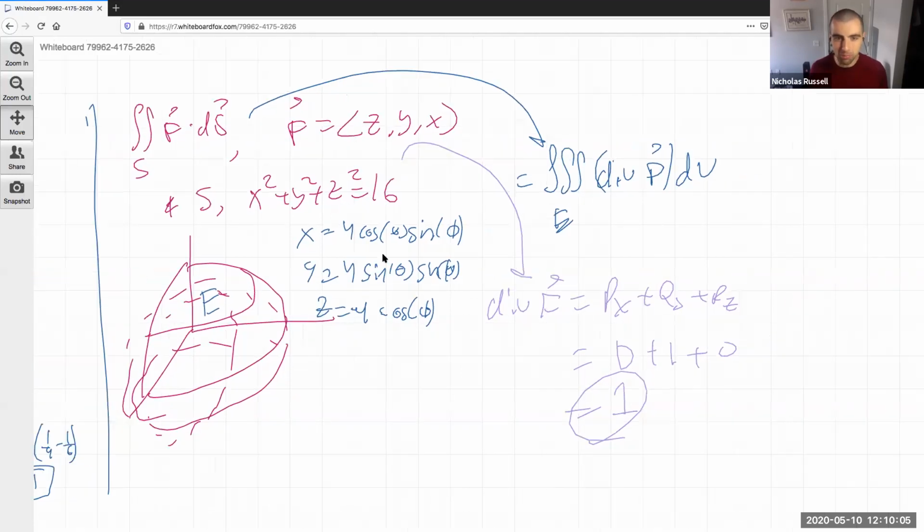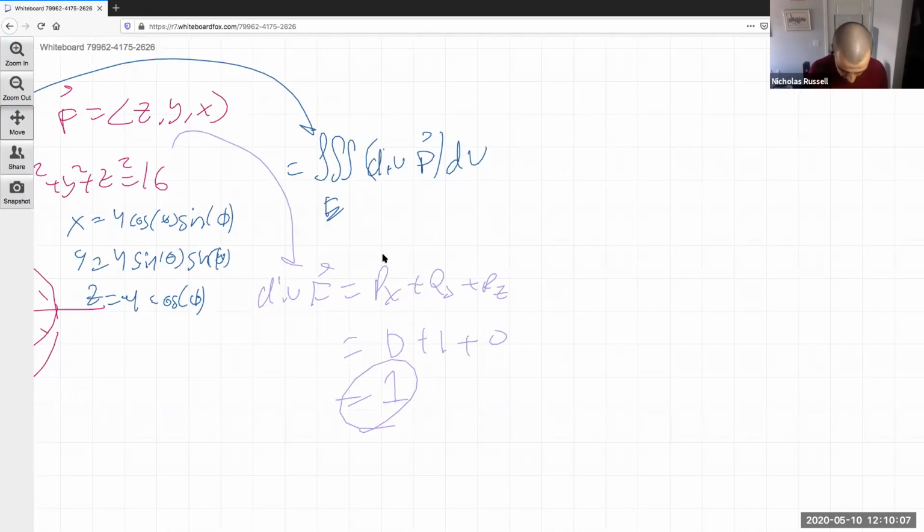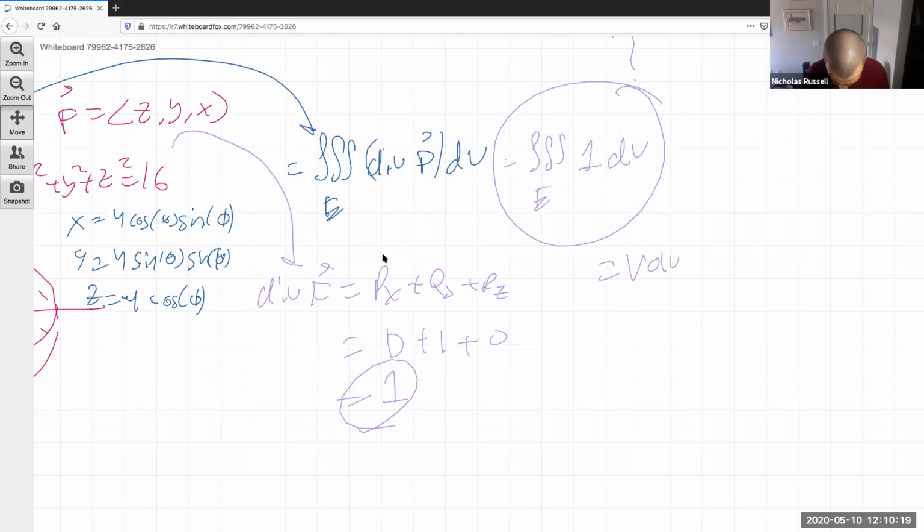So this then becomes the triple integral over E of 1 dV. And what does this mean? If I have a 1 in my integral right there, that's just the volume of E. That's it. If there's a constant here, it would just be whatever that constant is times the volume of E in that case. So what's the volume of E?